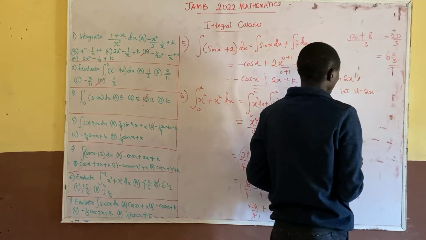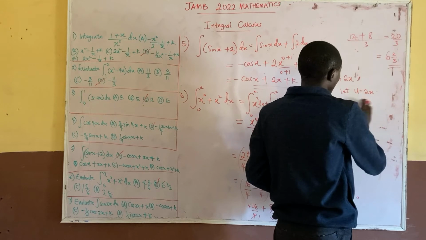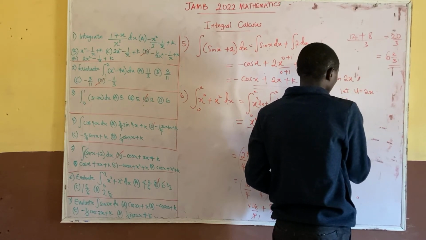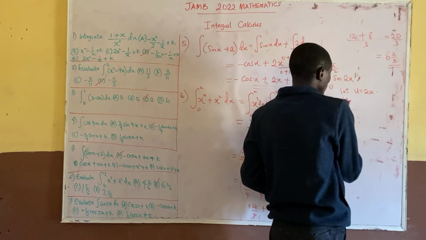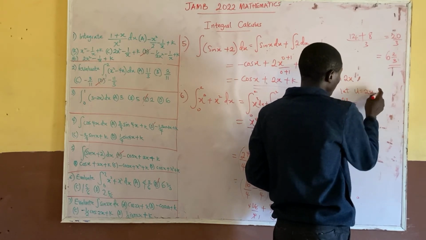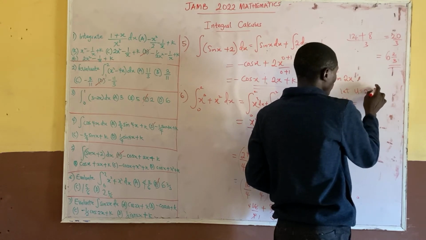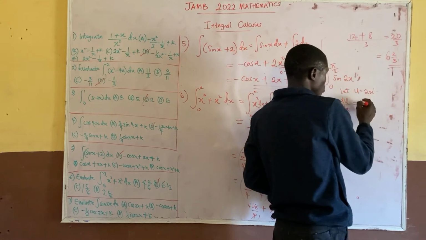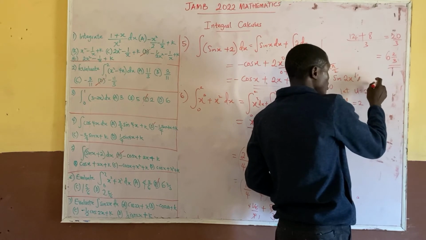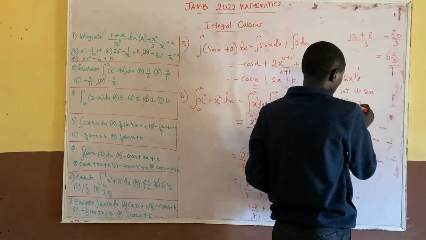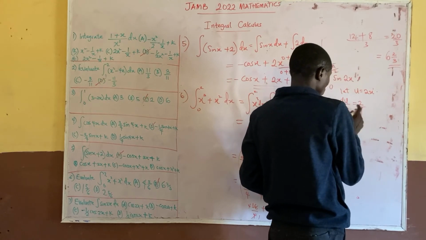Let u equal 2x. Now you differentiate u with respect to x. When you differentiate this, it is 1 times 2, so we have 2. Then x to the power 1 minus 1 gives x to the power 0, which is 1. So everything here is 1, and 2 times 1 is 2.